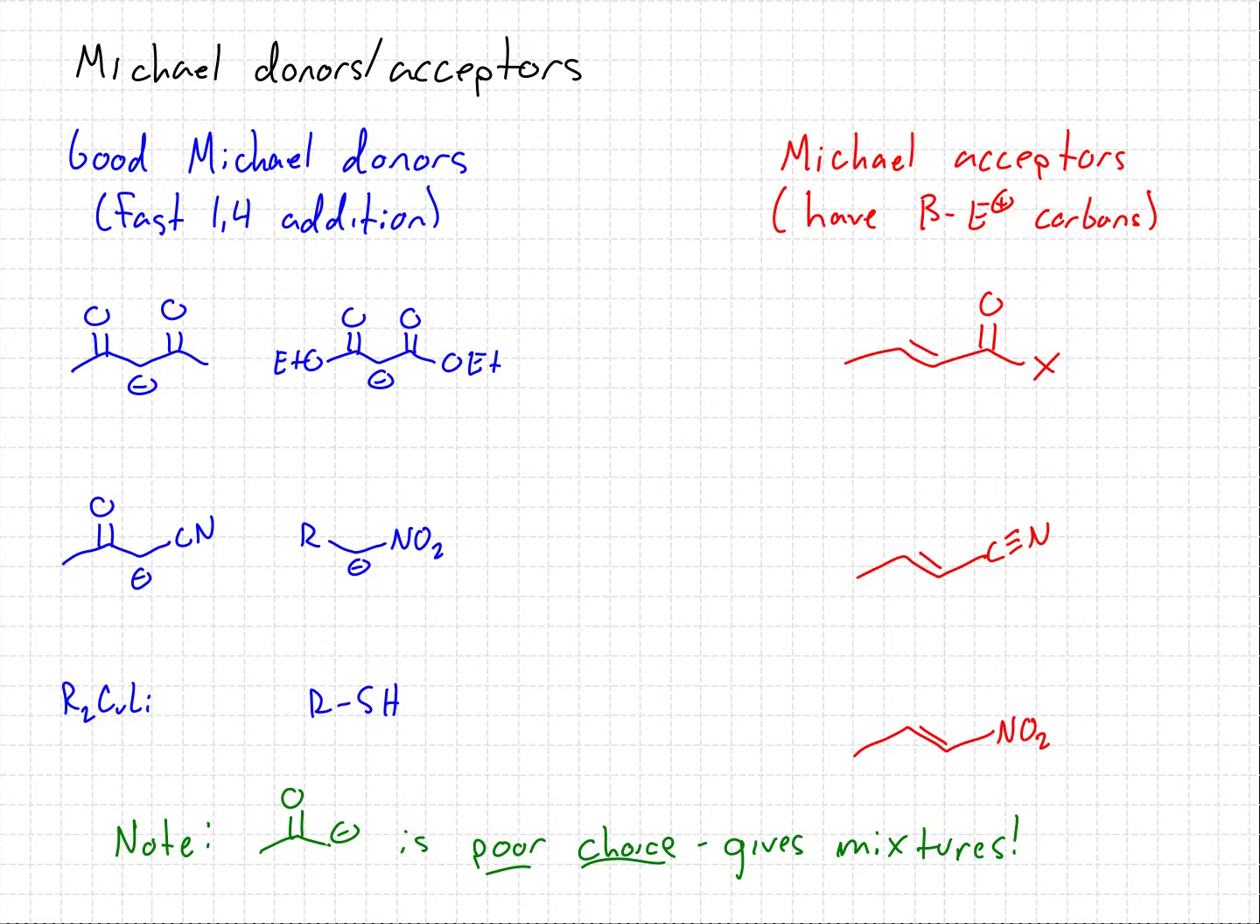Regular enols and enolates are poor choices for these reactions. They are a little more reactive than the stabilized enolates, but significantly less reactive than organometallic reagents like phenyllithium or methylmagnesium bromide. These are bad choices for these reactions because they tend to give mixtures of both 1,4 and 1,2 addition. Let's do some practice.